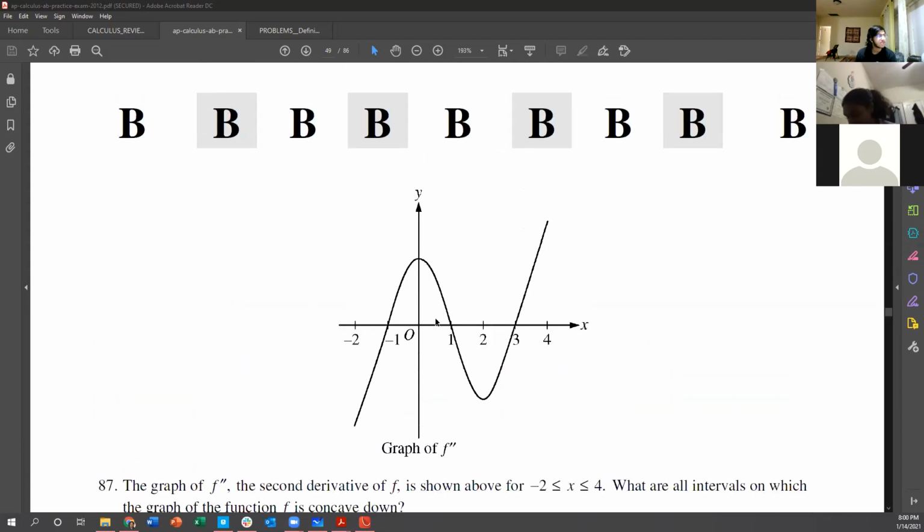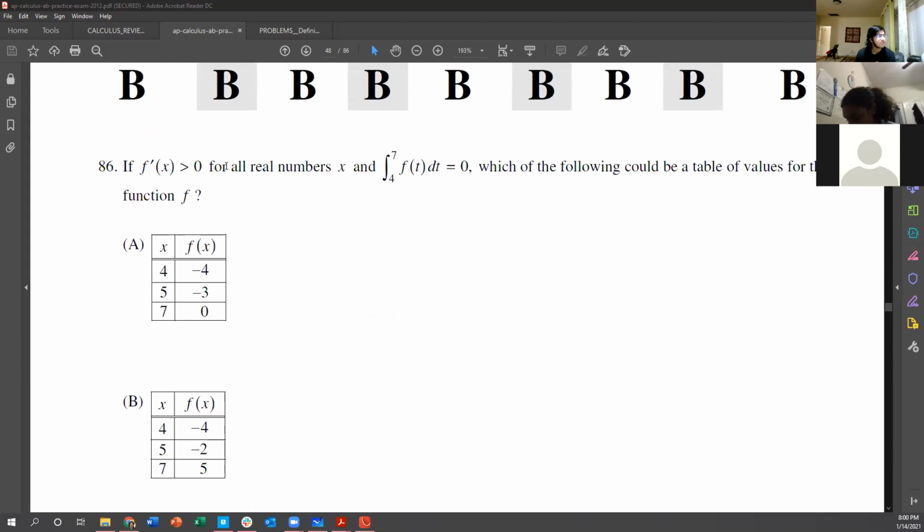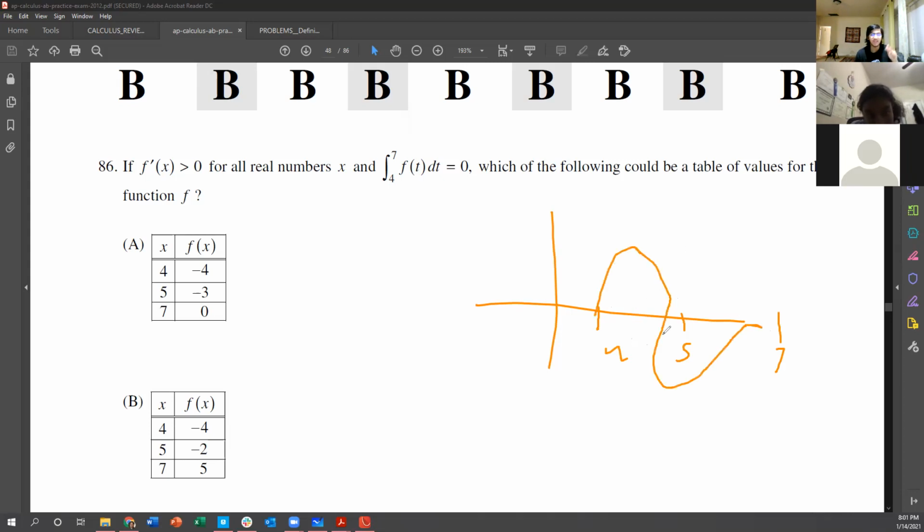Okay, all right. 86. If f prime of x is greater than 0 for all real numbers x, and the integral from 4 to 7 is 0, which of the following could equal f? So I think the way you have to think about it is whatever values we get for 4, 5, and 7, somewhere along the line, there has to be a positive component to it and a negative component to it.